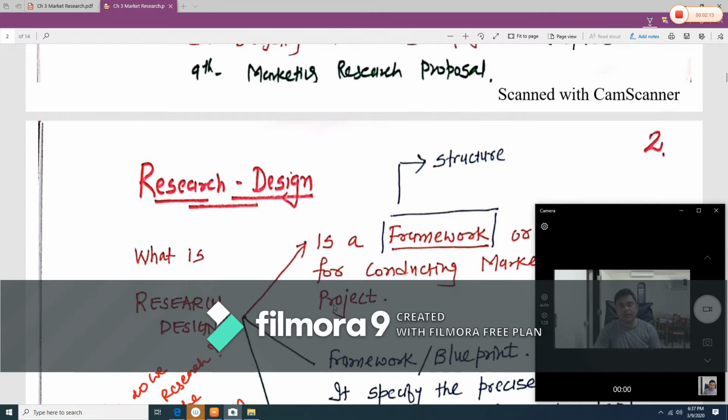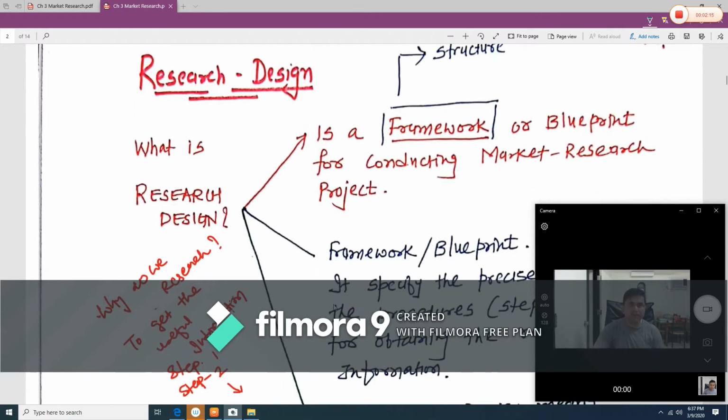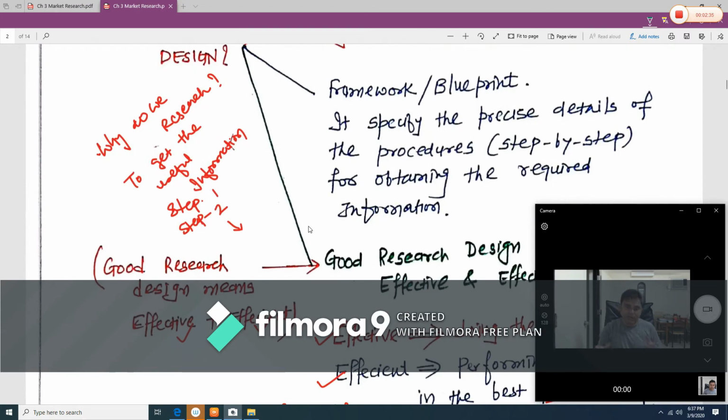So first of all, let us decide what is research design. If somebody asks you, when you are conducting a research, what is your research design? They mean to say, what is the framework or a blueprint or a structure for conducting the market research project? What is your framework? Now, please understand the meaning of the framework. It specifies the precise details of procedure.